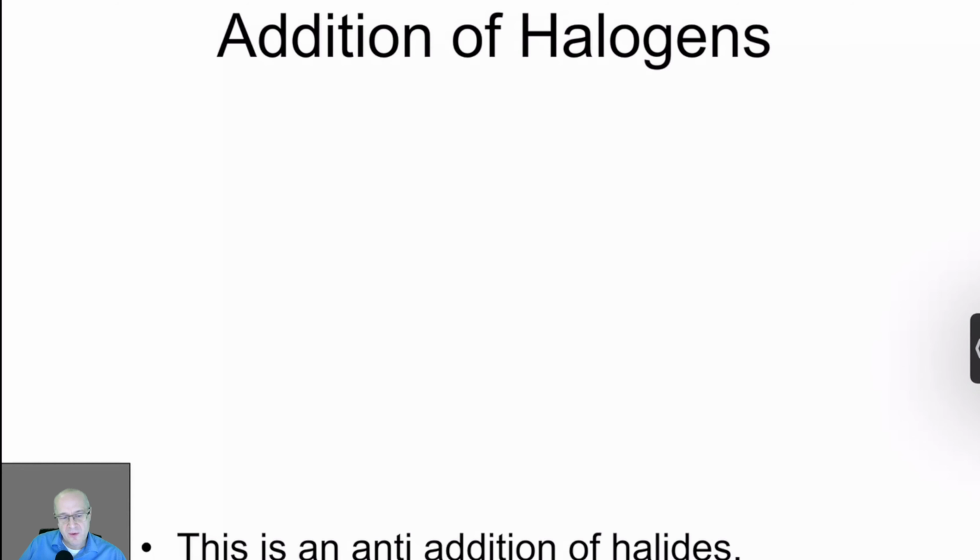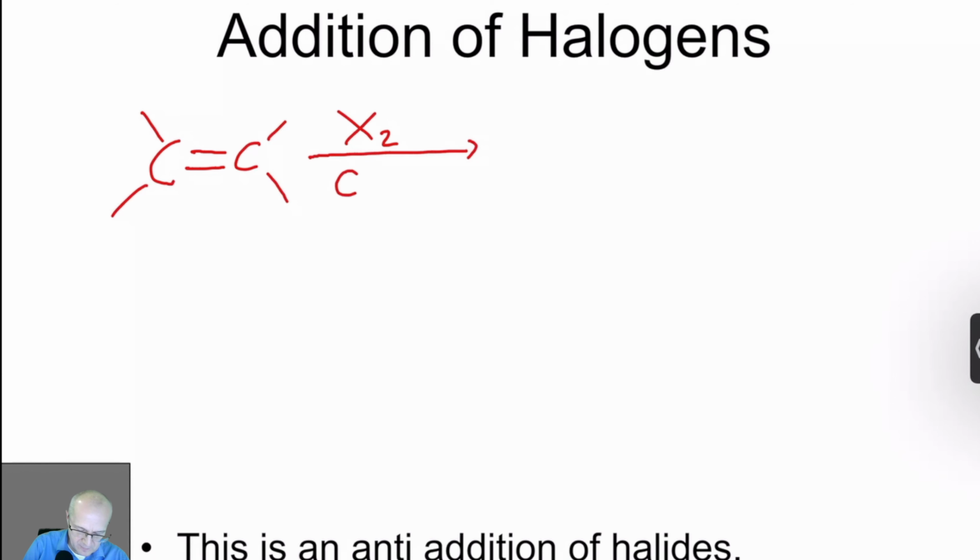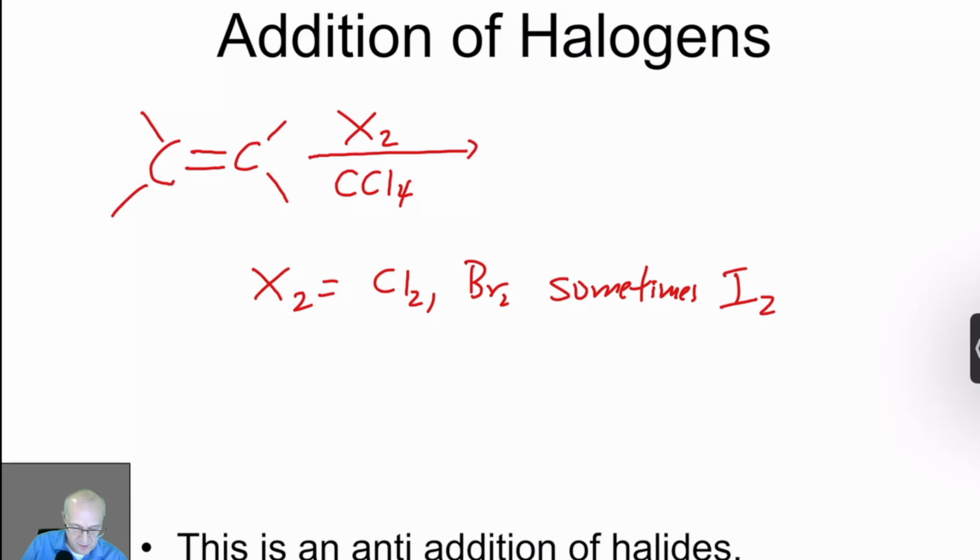Now let's take a look at how halogens add across an alkene. So let's just do what we always do, a generic reaction. Some kind of solvent. A lot of times it's carbon tetrachloride, but it doesn't have to be. Where X could be Cl2, Br2, and sometimes it can be I2, but not always.